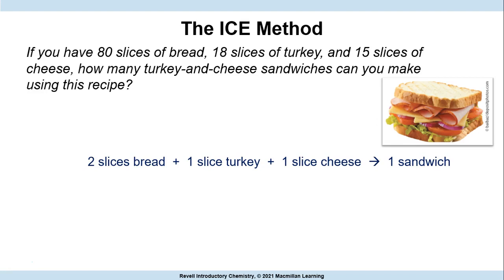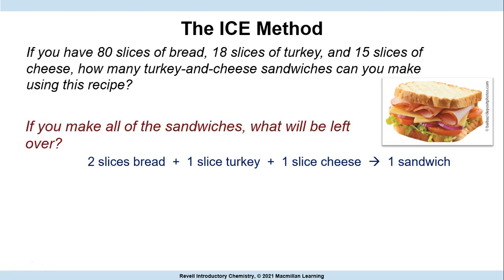So we are going to use another method here that is called the ICE method. We are still using the slices of bread, the turkey and the cheese. In a minute, I will tell you what ICE is about. I stands for initial, C stands for change, and E stands for end. So if you make all of the sandwiches, what will be left over? So we are now calculating the excess reactant. In this case, we are calculating what will be left, the excess. So we are using the ICE method to calculate that.